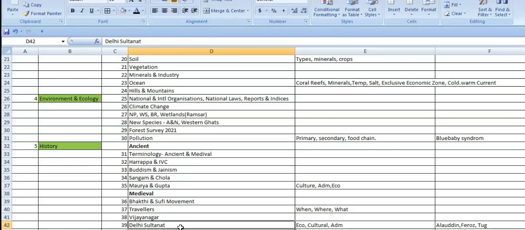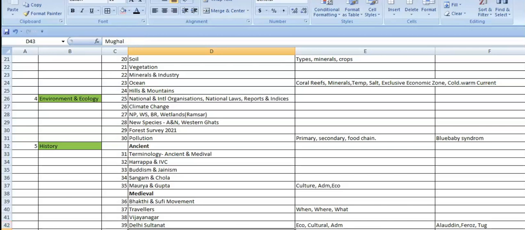Delhi Sultanate, yes, you have to concentrate. There are Alauddin Khilji, Firoz Shah, and there is also the Tughlaq dynasty. You have to follow these kings and their works. What did they do in terms of culture, administration, and economy? These three things you have to follow when you are reading any particular ruler or any dynasty.